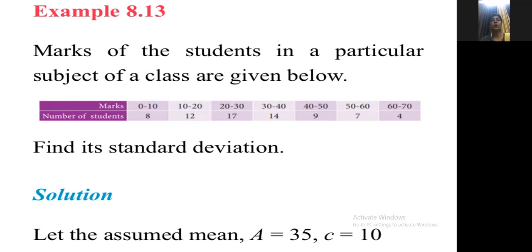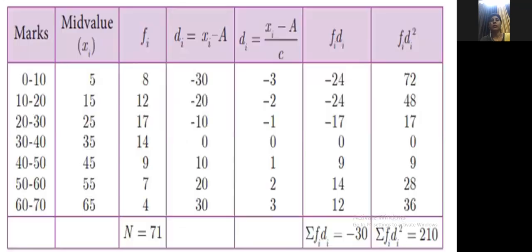The first thing we have to find is the assumed mean, and the assumed mean here is 35. The assumed mean will always be taken as the middle value of the given data set. So for 30 and 40, the mid value of these two is 35. So we have used the assumed mean as 35.